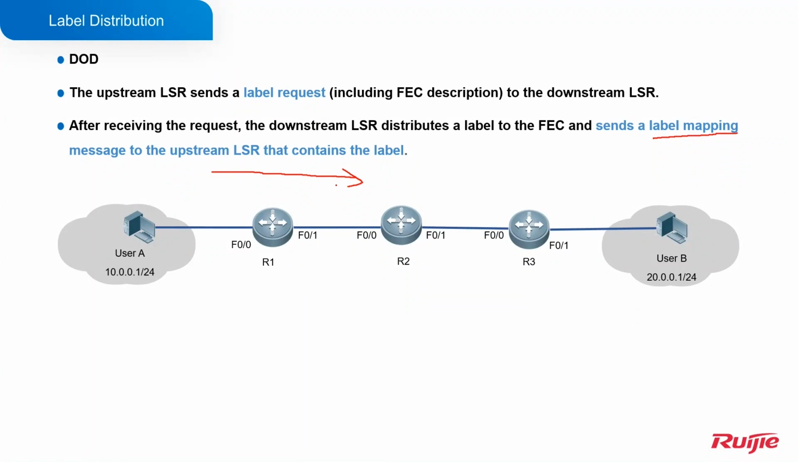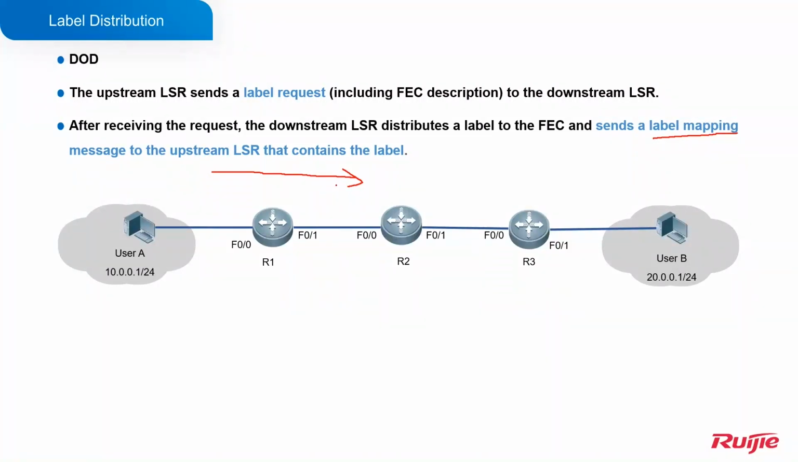Because on our label table, we have two parameters. One is in label, another one is out label. In label will be distributed by myself for the local router. But how to get the out label? We must get this information from the downstream router, right?